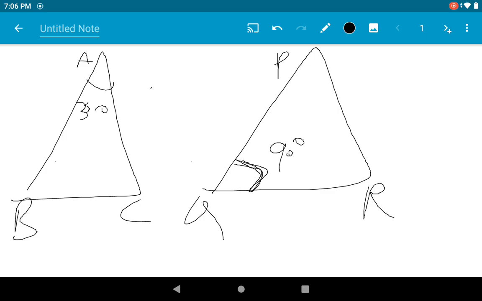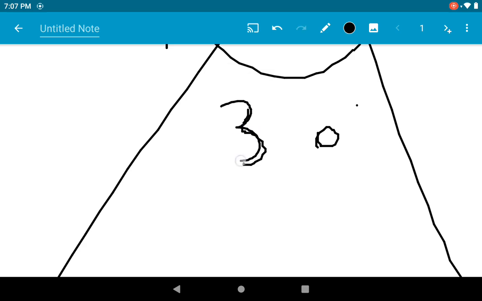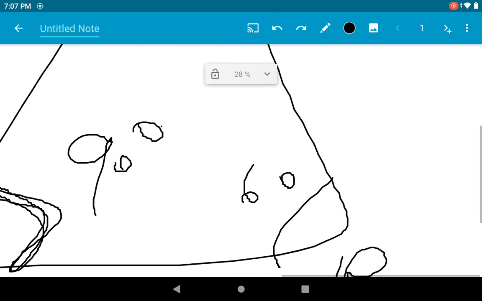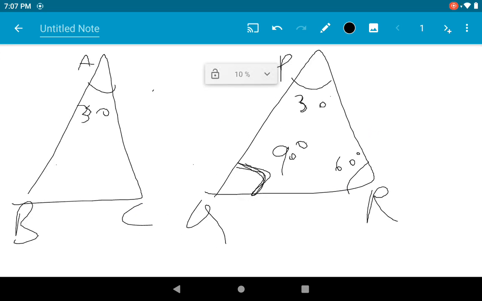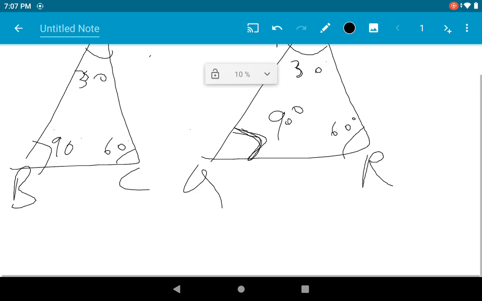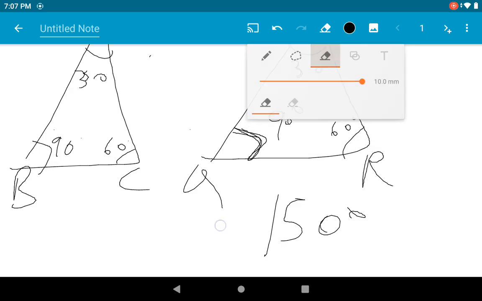So this is going to be 30 degrees. 30 degrees, right? This is going to be 30 degrees. So this is going to be 60 degrees. Wait, no, it's going to be 30 degrees, right? No, wait. It's going to be 60 degrees, yeah. So this is 60, this is 60, this is 90. So the value of R plus B is going to be 150 degrees. All right, next question.